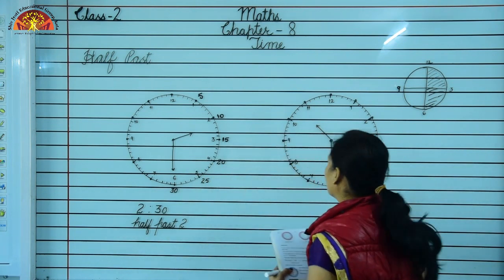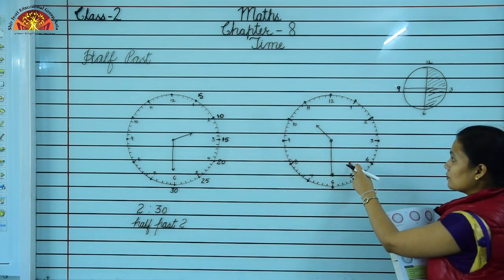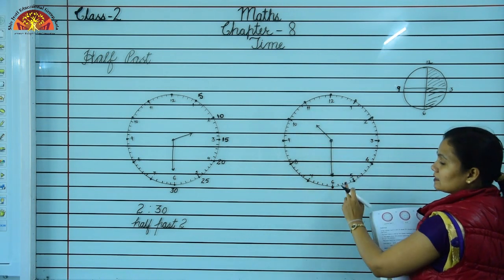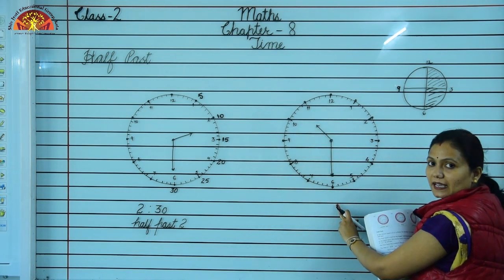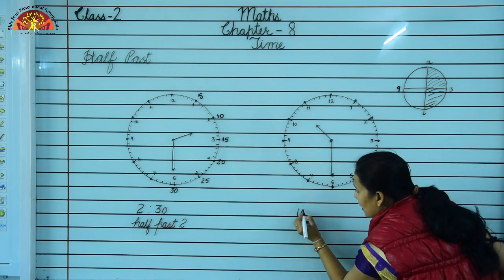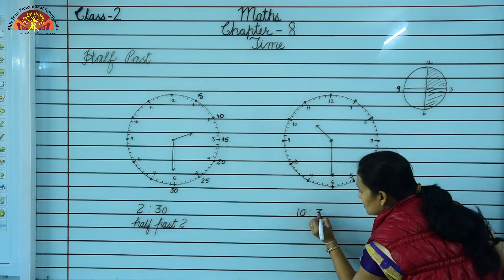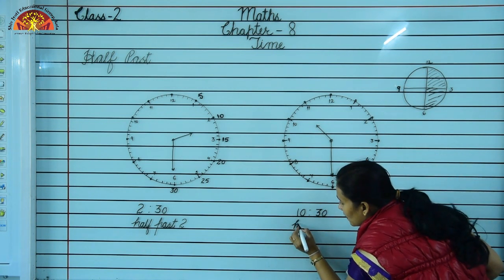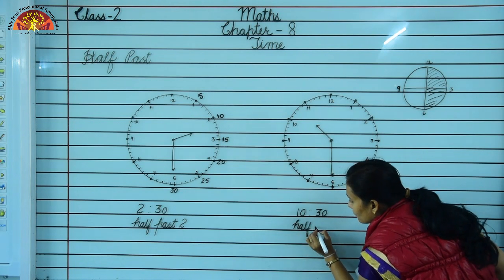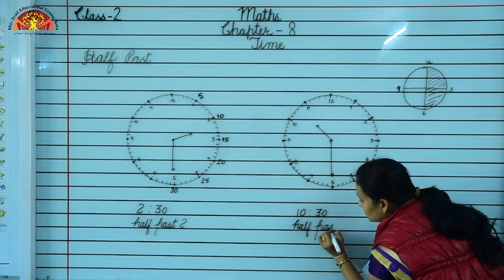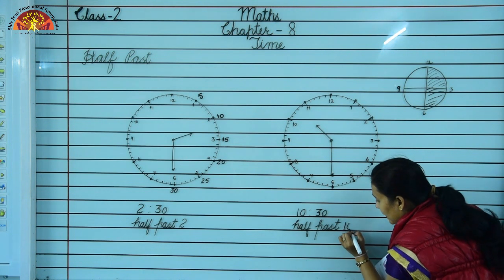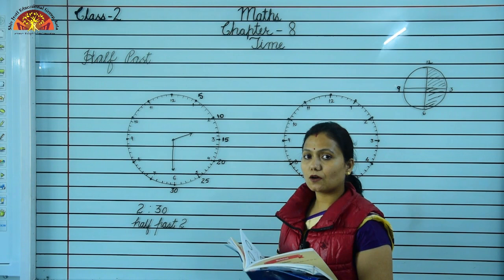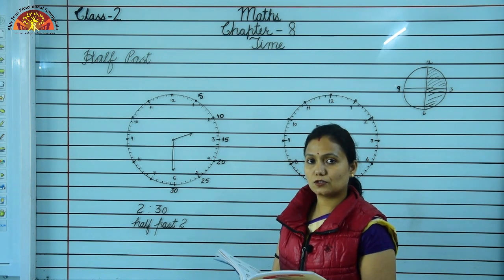Now here you can see the hour hand is in between 10 and 11 and the minute hand is at 6. So again the time will be 10 hours 30 minutes, or we can say that it is half past 10.